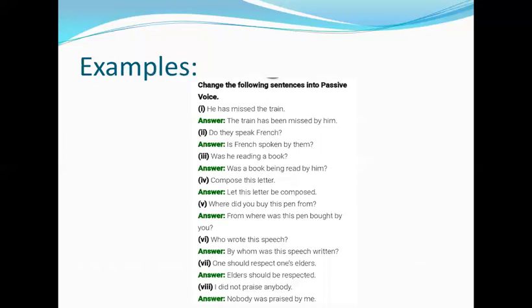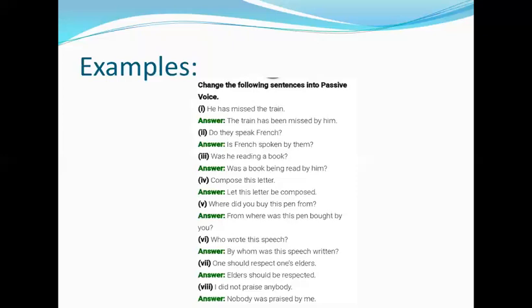There are some examples by which you will be able to understand how the various types of sentences change from active to passive voice. He has missed the train. The train has been missed by him. Now an interrogative sentence. Do they speak French? Is French spoken by them? Was he reading a book? Was a book being read by him?